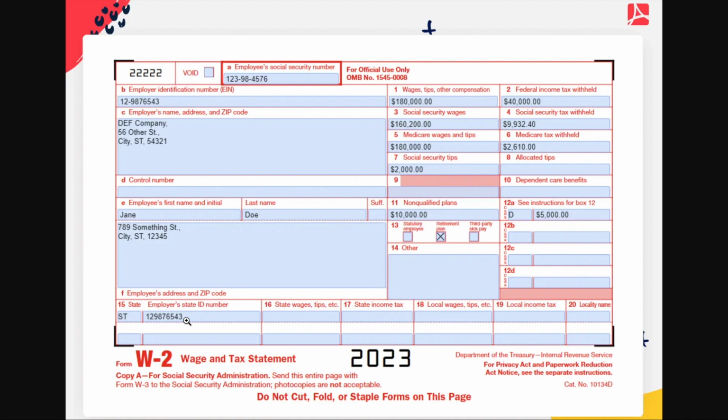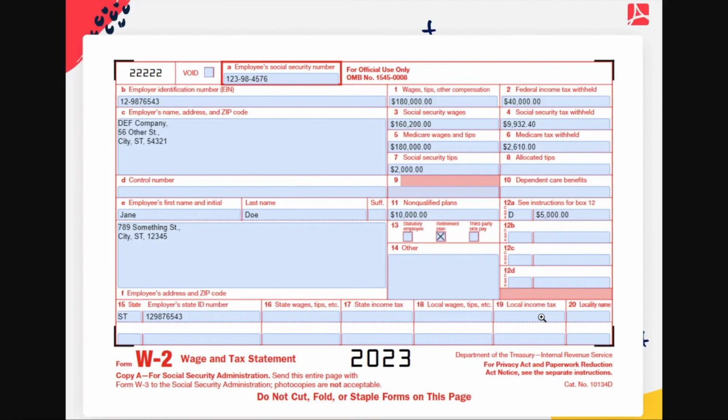So it will contain state and employer state ID number, state and employer state identification number as well. In box 16, you'll see the state income tax withheld, and box 17 and 18 will contain state income tax and local wages, tips, etc. Box 19 will contain local income tax, and lastly, box 20 will have locality name as you see right here.